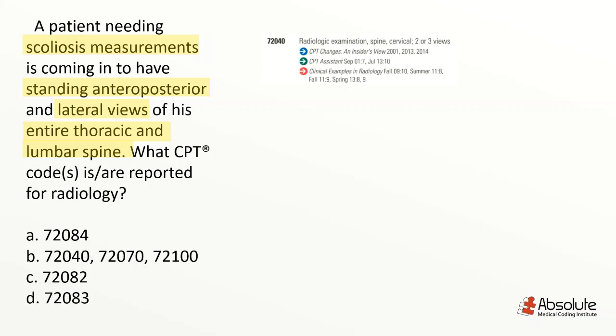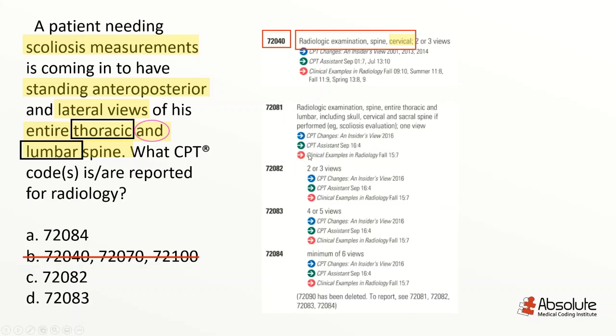We've got 72040. This is radiologic examination, spine, cervical. For cervical, we need the entire spine, thoracic and lumbar spine, so it's not the correct location. Automatically we're going to take that one away.